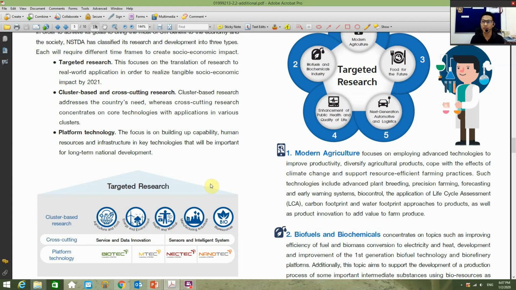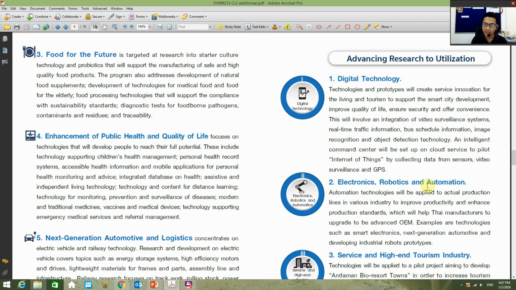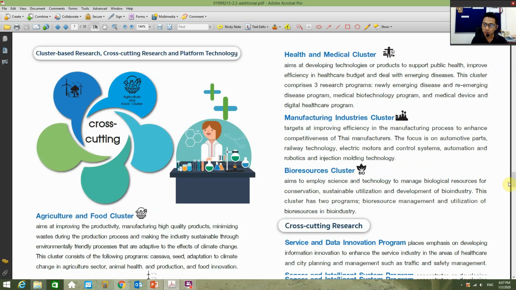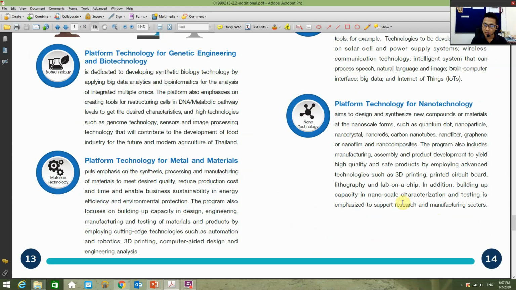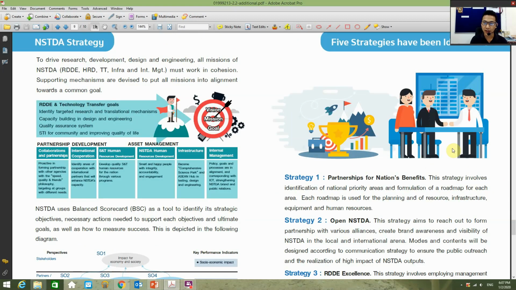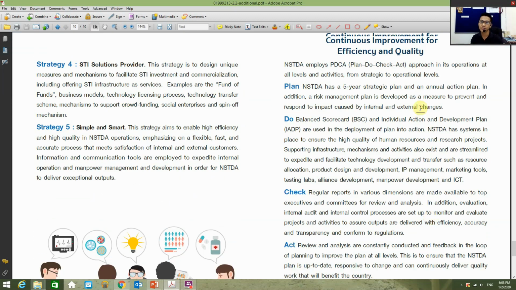So that is something new, and this is such a strategic plan. So you can see every single item totally needs this strategy, and we call it PDCA. Let me show you here. So to have continuous improvement for efficiency and quality, we totally need the plan, do, check, and act approach to set it all up.